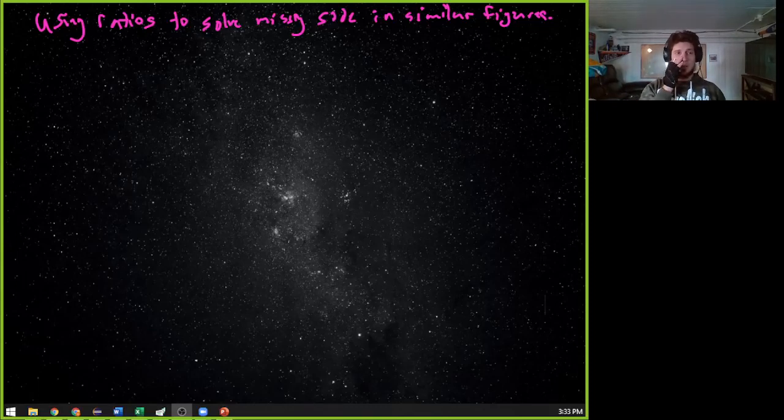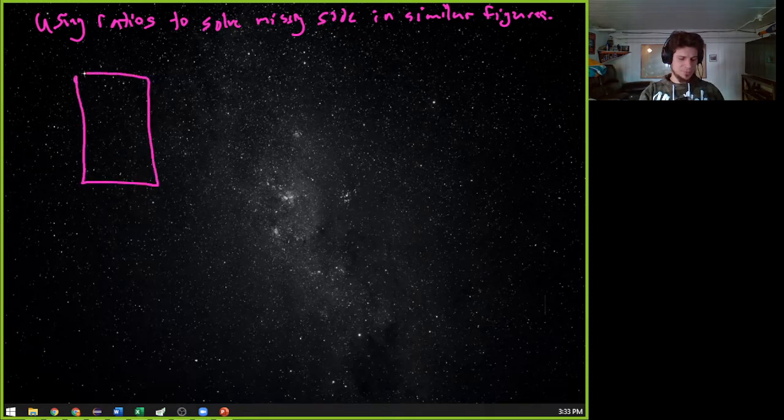Alright, so let's look at how to use ratios to solve the missing side in similar figures. The first thing we need is two similar figures. So I'm going to draw two rectangles for you. Here's one, and here's the other one. And I'm telling you that they are similar. That means that they are the same shape, they are just different sizes.